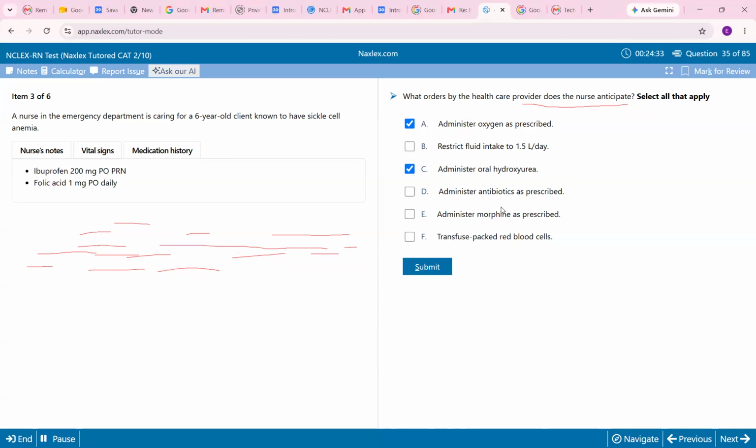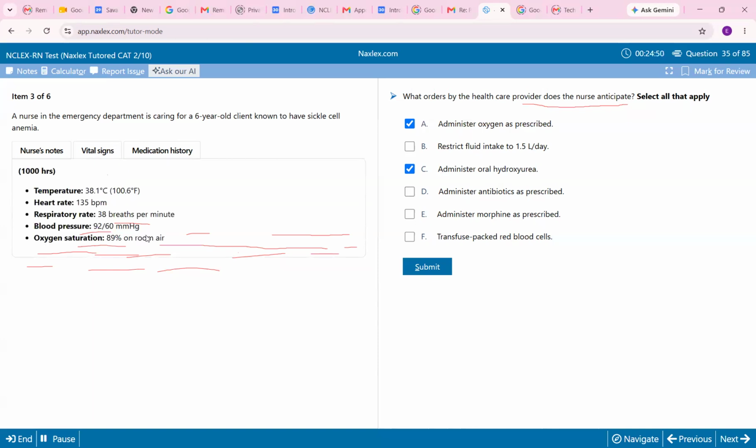Next one, administer antibiotic as prescribed. Is it needed? Antibiotics, I don't think so, because it's not showing it. Can you go to vital signs? There's no sign of any infection. They didn't mention anything about infection. So you are eliminating option D. Next option, administer morphine as prescribed.